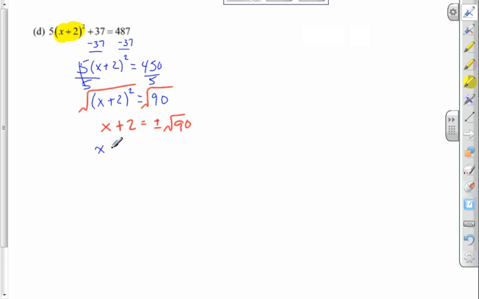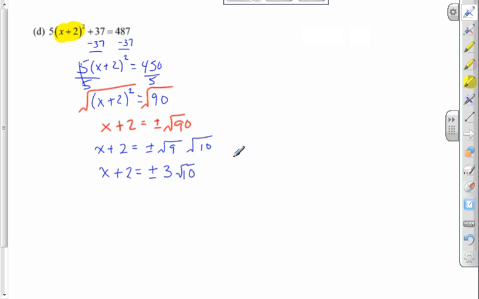Unfortunately, this is not in simplest radical form. So we have to go through our perfect square factors. Why don't you take a moment and try and figure out the factors. Pause the video and figure out the factors that will work here. Okay, did you use 9 and 10? If you did, good job. So we have the following equation, x plus 2 is equal to plus or minus 3 radical 10.